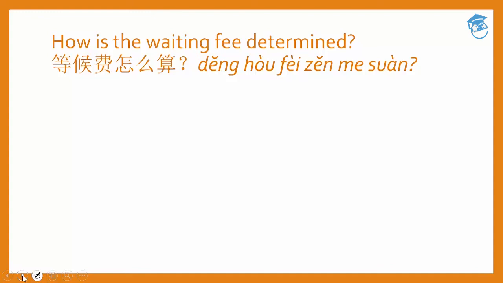Okay, 费, as you remember, means fare, but it can also be used as fee. And then 怎么算, as you have learned, is like how to count, how to determine. Okay, so 等候费怎么算 is to say the waiting fee, how to count, or how to determine. In other words, it is how is the waiting fee determined. Okay, so let's see how the driver answers.